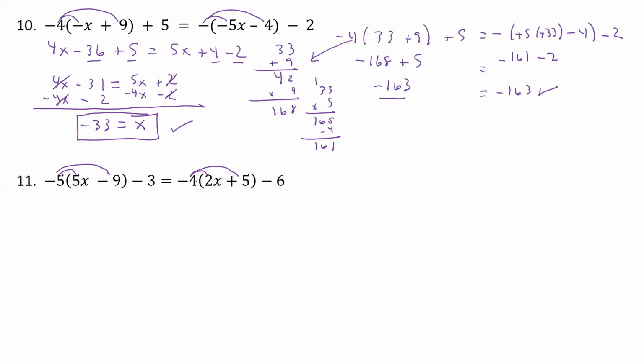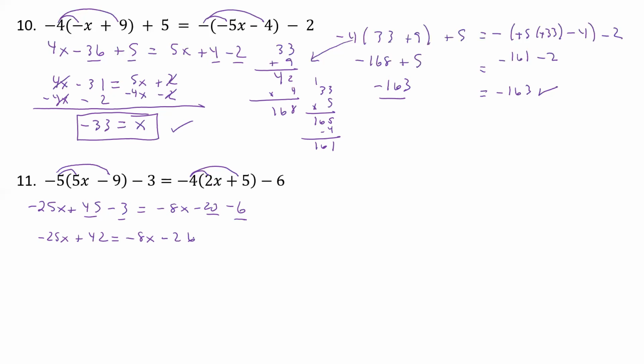We distribute. Minus 5 times that's going to give us negative 25x. Minus times a minus is plus 45. Then minus 3. Here we get a negative 8x. Here we get a negative 20. And then here we get negative 6. Okay. Well, let's add like terms on each side first. And so we get a negative 25x, 45 minus 3 is going to be plus 42, equals negative 8x. And then minus 20 minus 6 is minus 26.